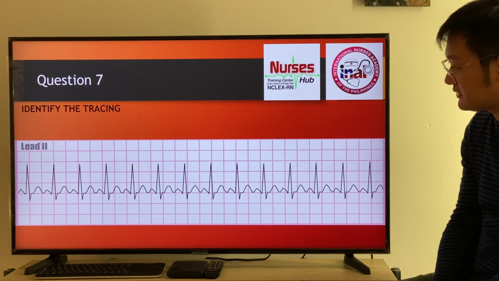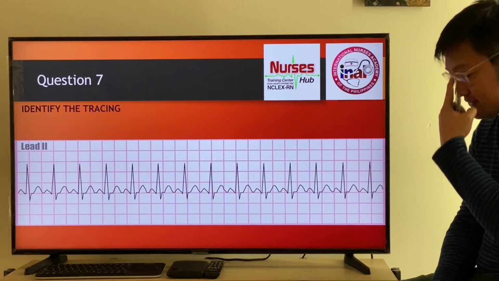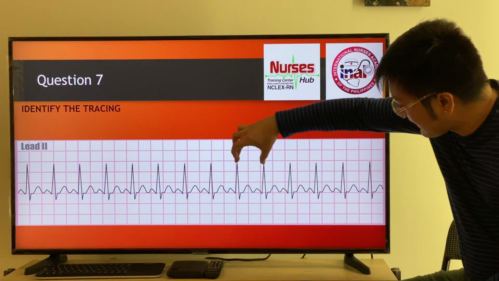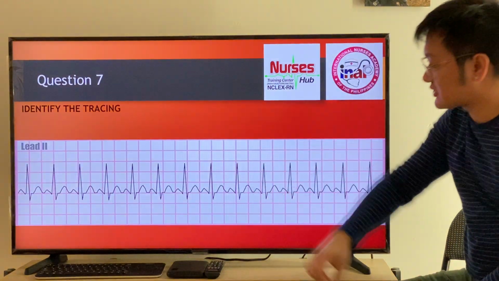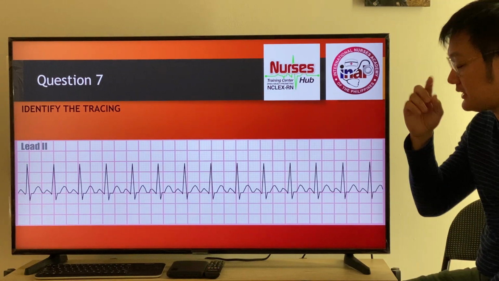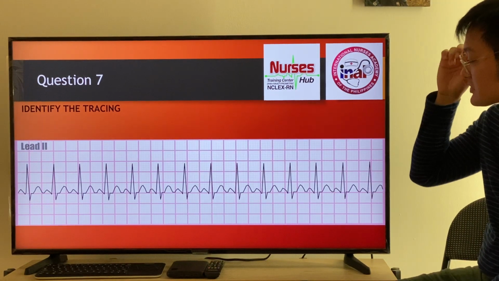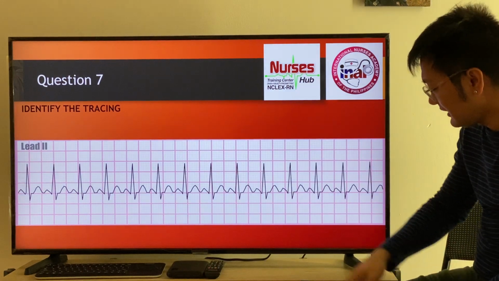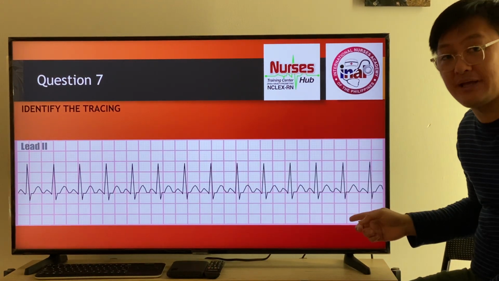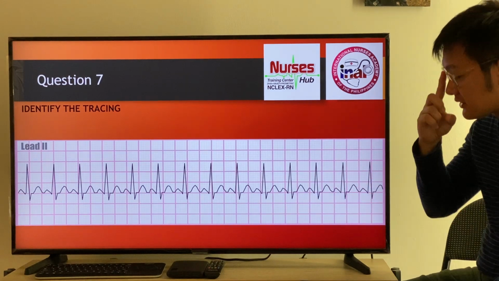Okay, now what about rhythm? Do they have rhythm? Yes, they have rhythm. They have the same R to R interval. Am I right? They have the same R to R interval. Now, how will you know and how will you read the heart rate of your patient here? Normal, okay, the waves are complete, the rhythm is normal, regular rhythm.